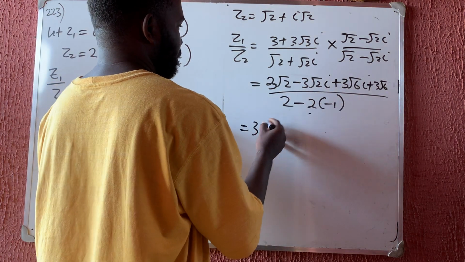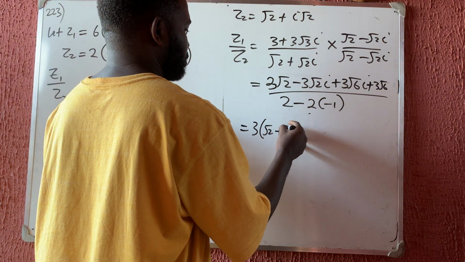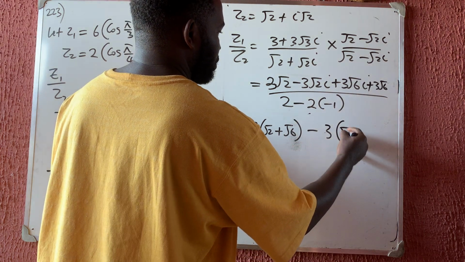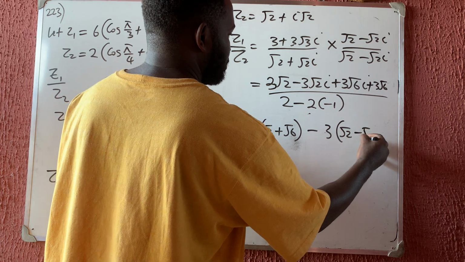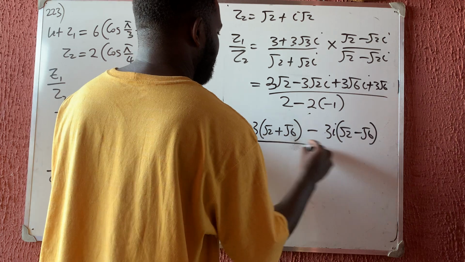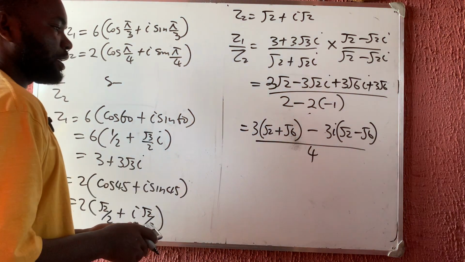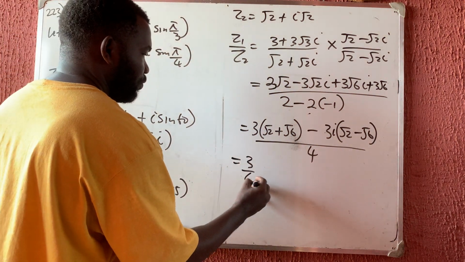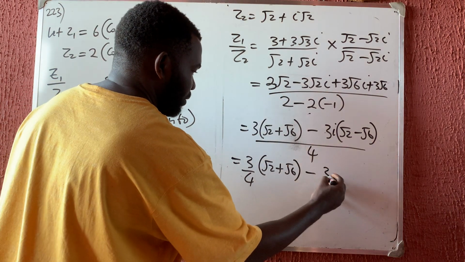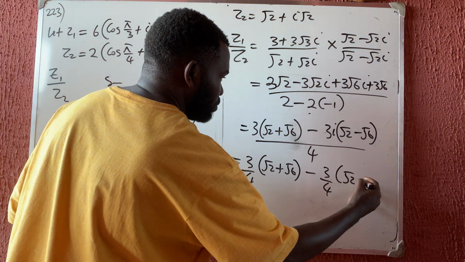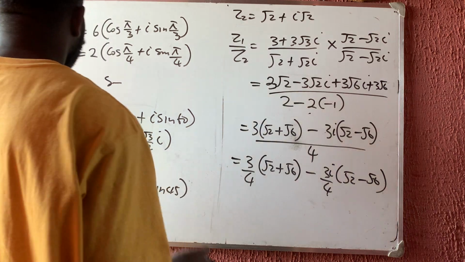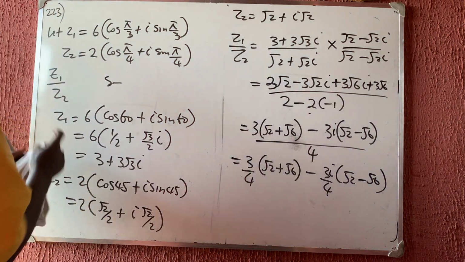So this is 3 into (root 2 plus root 6), minus 3i into (root 2 minus root 6), all over 4. You can separate it now to have 3 over 4 into (root 2 plus root 6), then minus 3i over 4 into (root 2 minus root 6). So that is that. So we'll move to question number 224.